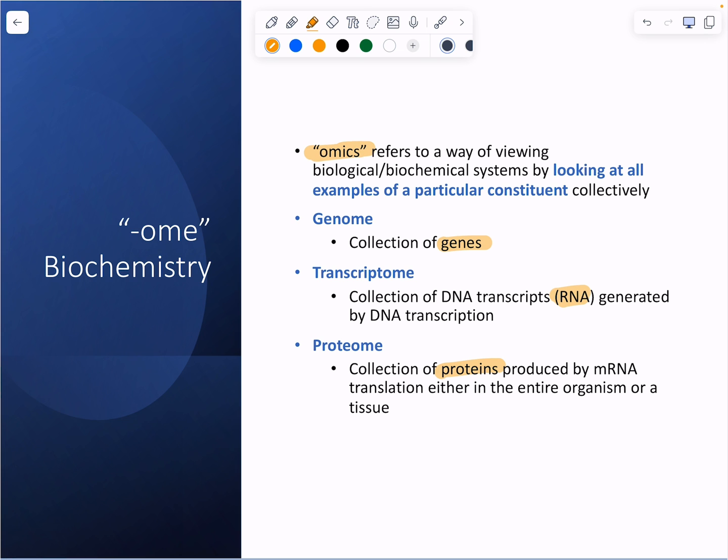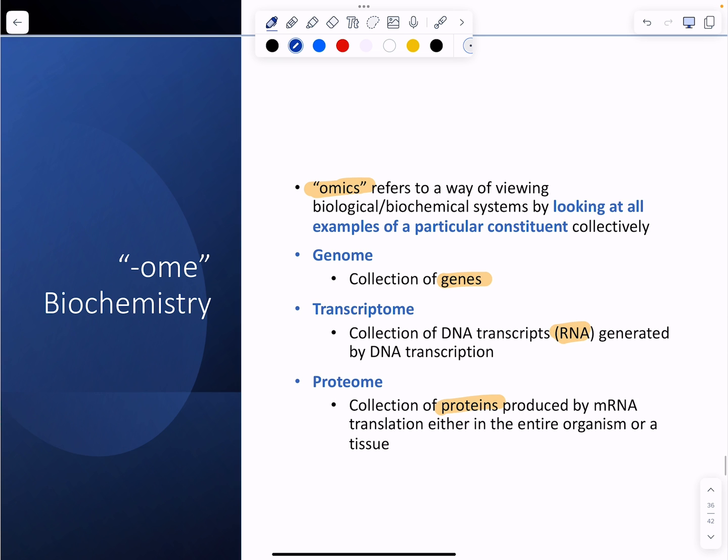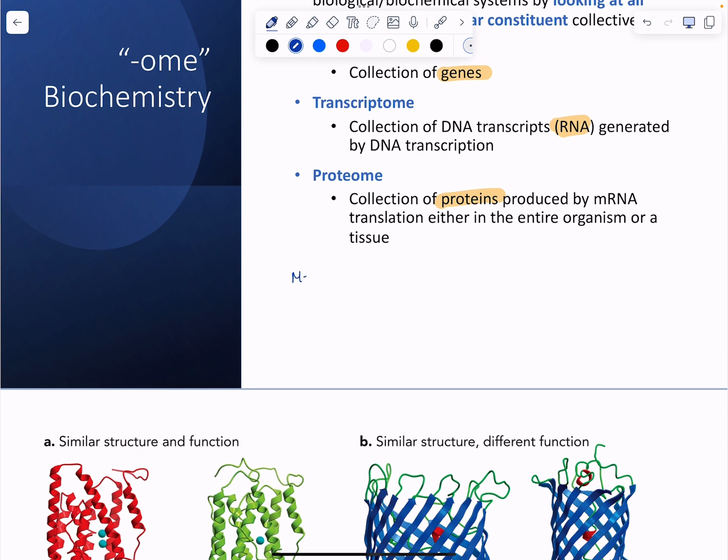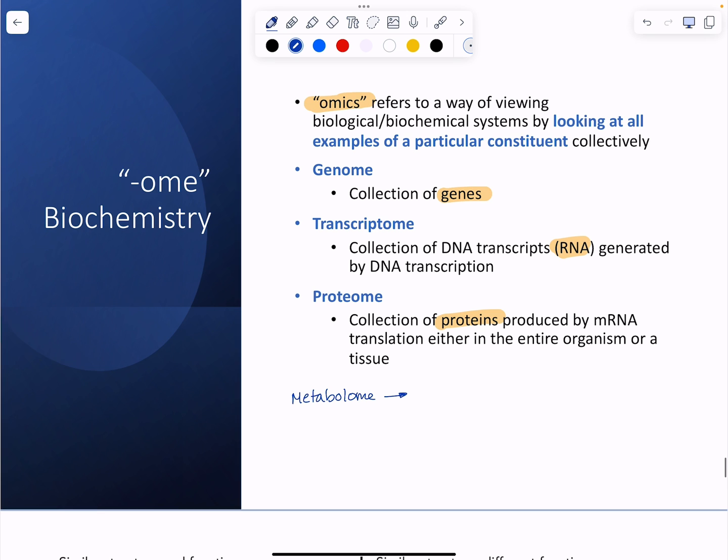And they rely on, so all of these omics things, I'm going to add another one. Another one is called a metabolome. And remember how we talked about pathways. When you're doing metabolomics, what you're doing is you're using mass spectrometry to look at what intermediate molecules are present. So this is the collection of pathway intermediates.